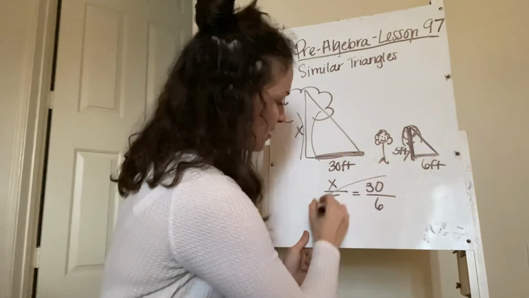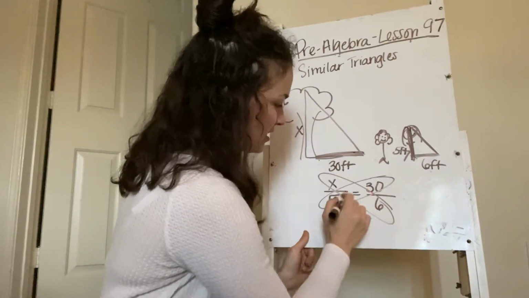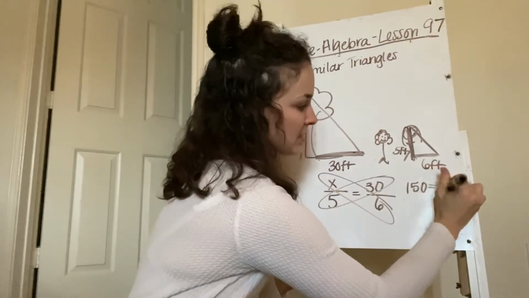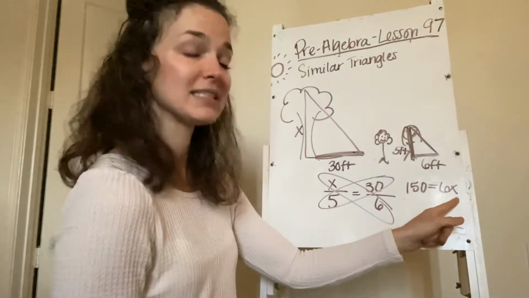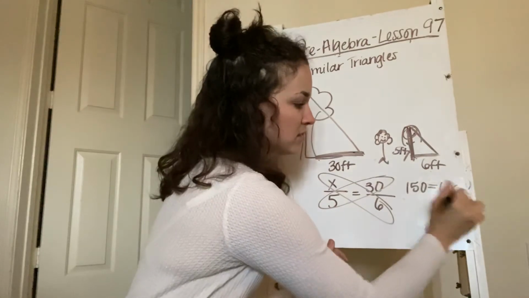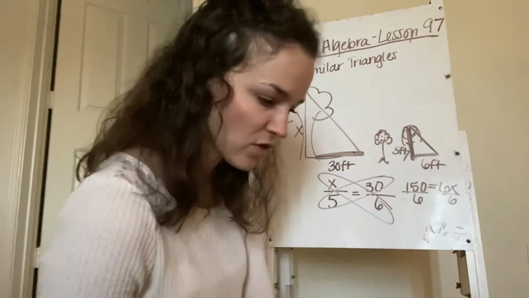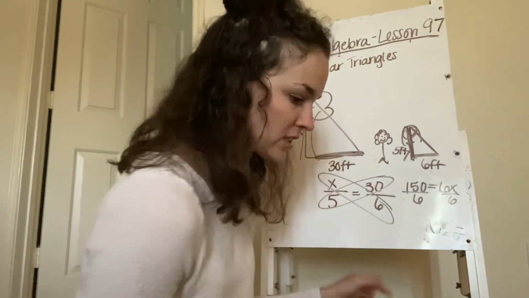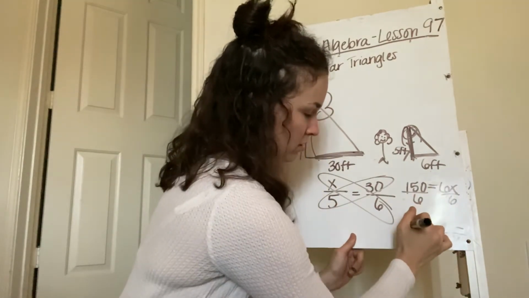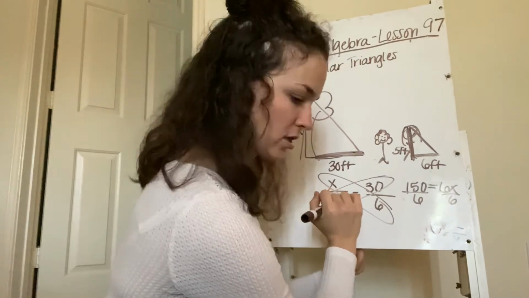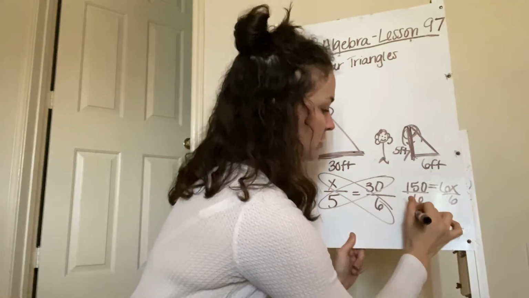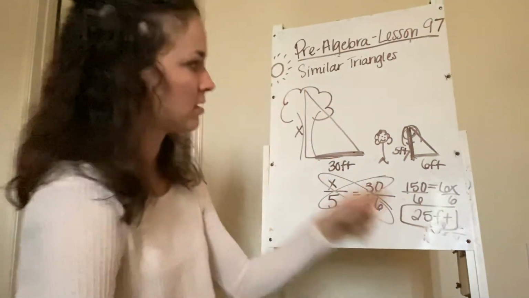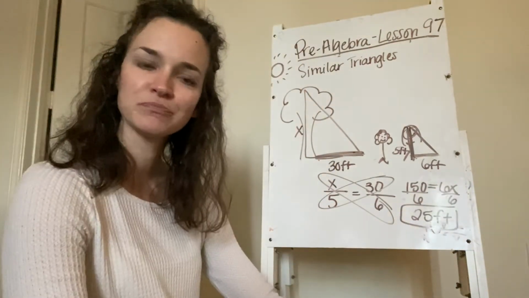So we cross multiply. 30 times 5 is 150. 6 times X is 6X. So we want to get X by itself. We divide by 6, divide by 6. Okay, and so that is going to give us 25, right? 30 times 5, yeah, 25 feet. So the tree then is about 25 feet tall.